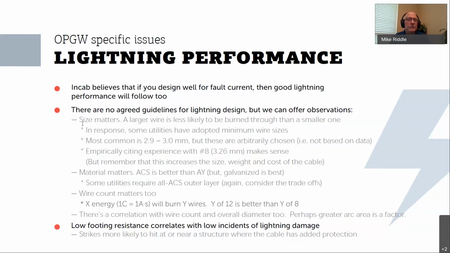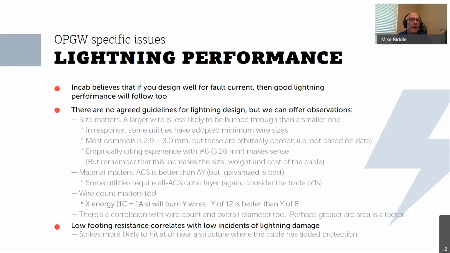Material matters too. ACS performs better than AY. Galvanized wire would perform the best. Why? Because a galvanized wire is essentially 99.99% steel. An ACS wire is 90% steel if it's conventional 20.3% ACS. More steel means it's less likely for the wire to be burned through. And as a consequence of that, some utilities require an all ACS outer layer. But again, remember the trade-offs.